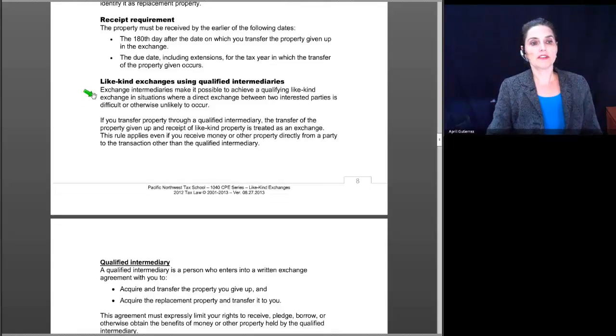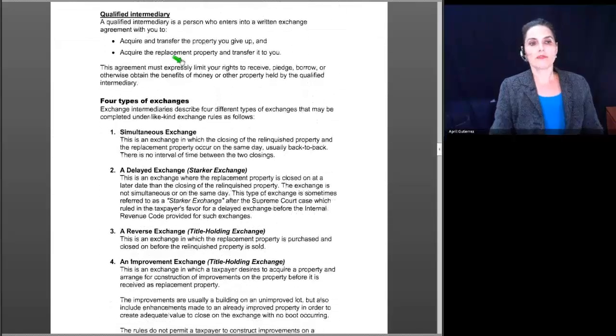So exchange intermediaries make it possible to achieve a qualifying like-kind exchange in situations where direct exchange between 2 interested parties is difficult or otherwise unlikely to occur. If you transfer property through a qualified intermediary, the transfer of the property given up and the receipt of the like-kind property is treated as an exchange. This rule applies even if you receive money or other property directly from a party to the transaction other than the qualified intermediary.